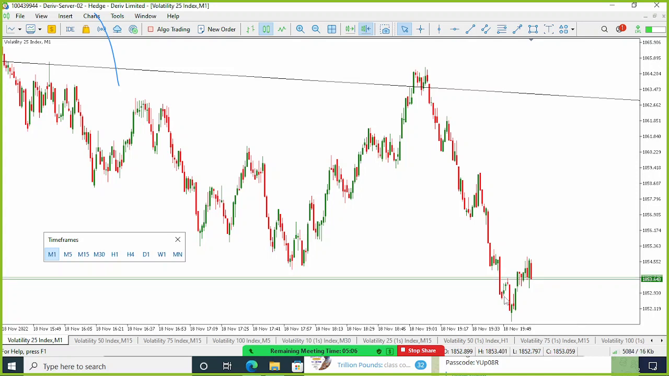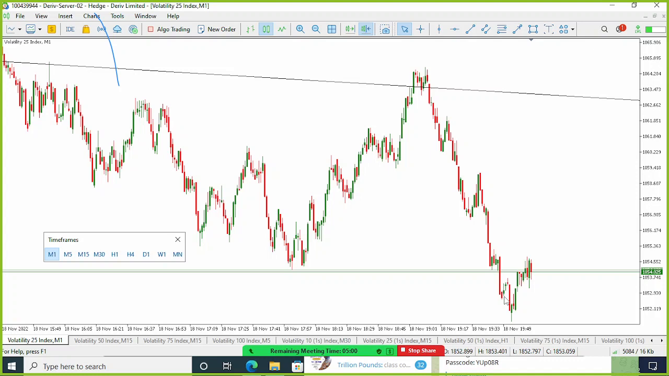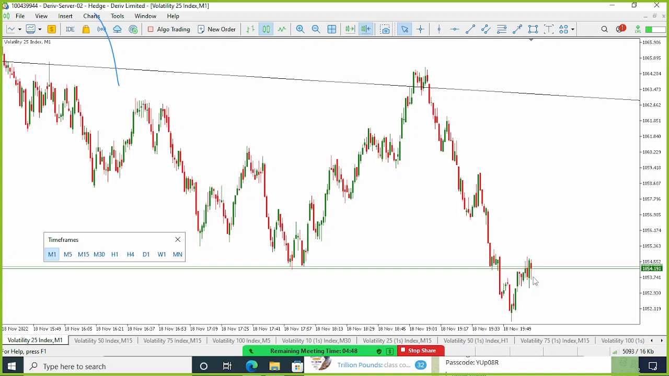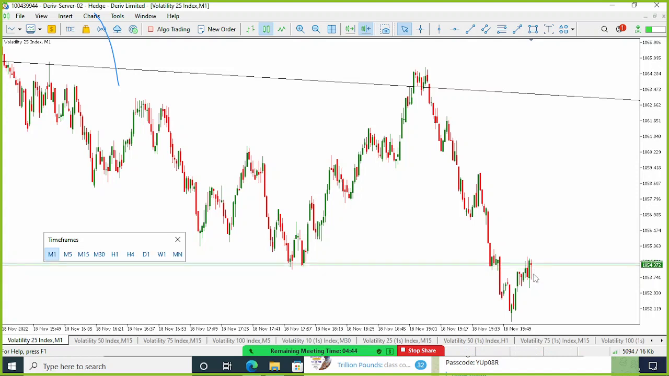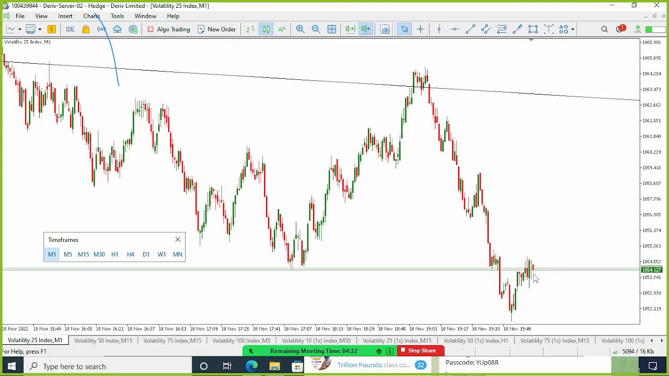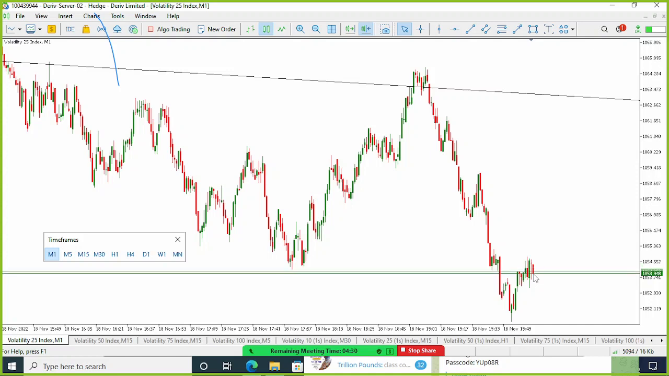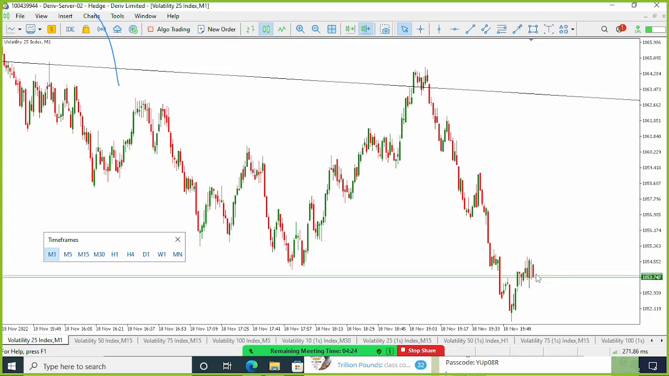You can just check your time, then you check the current candlestick. This is the current candlestick. In just a minute's time, it will move from the current one to a new candlestick. You see, a new one has started forming. It means that the duration of that candlestick is up. So in a minute's time, this candlestick will also close, and then a new one will start forming.